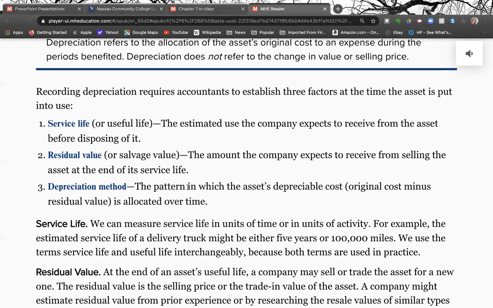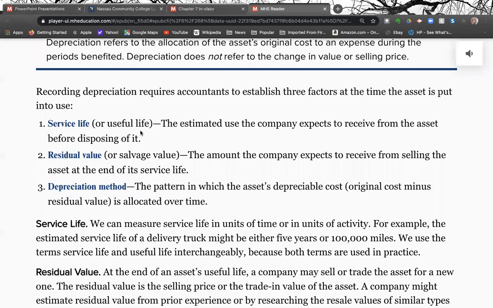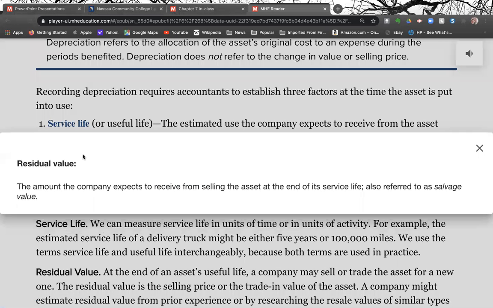What else do you need to know? You need to know the service life. How long does the company intend to use this asset before disposing of it, right? That's what the service life, or sometimes it's called useful life. Residual value. Do we think that this asset will be worth anything at the end of its useful life? We estimate it.